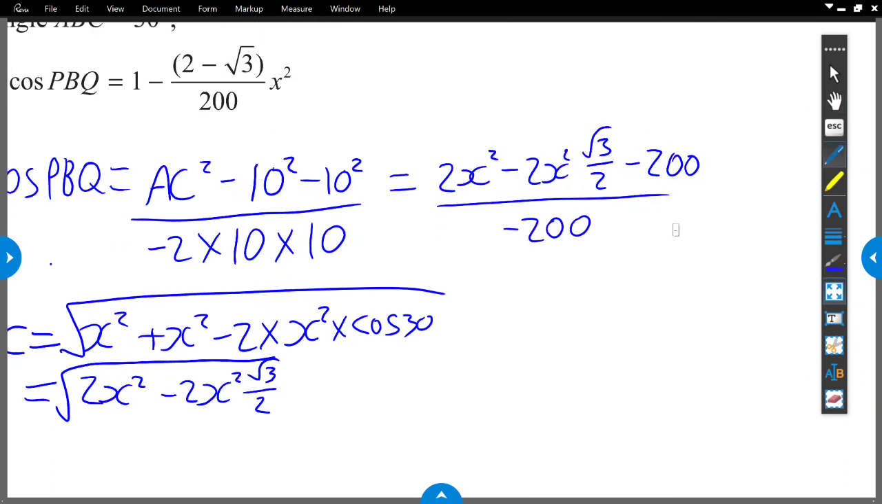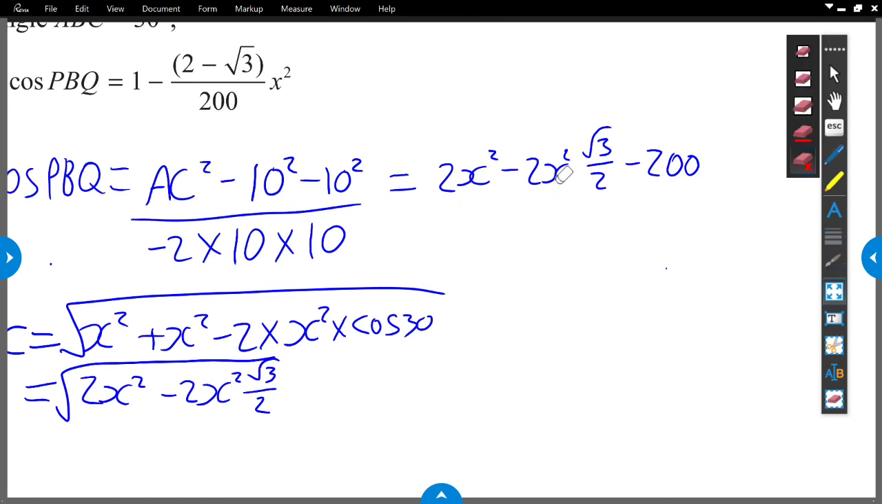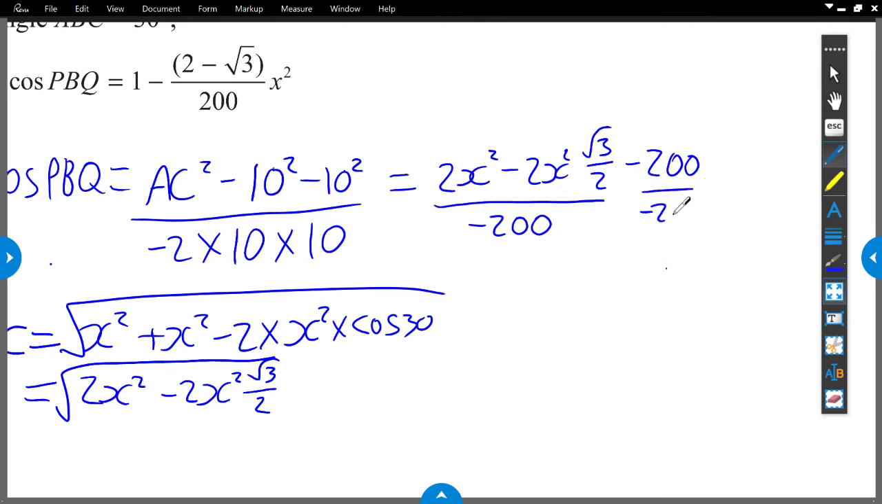Now at this stage, I'm going to see how I want to simplify this. And I want it so that it's in this form here. So we're getting quite close. We've got the x squared, we've got the root 3, we've got the 200. But I can break this fraction. I can consider this as two separate fractions if I want to. So all of this over minus 200, minus 200 over minus 200.